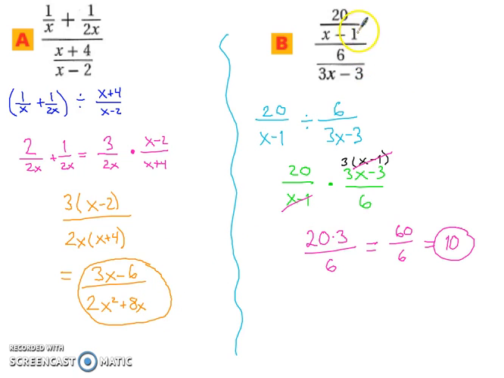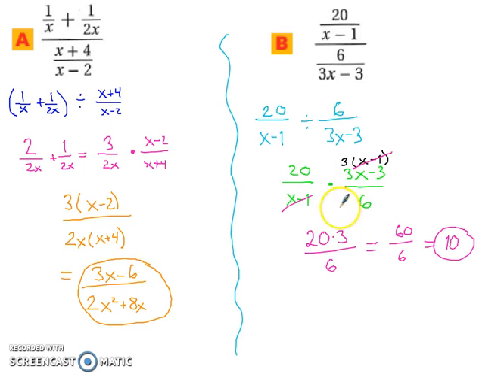For B, this one was a little bit easier. You didn't have any addition or subtraction to have to worry about in terms of fractions. So we had 20 divided by x minus 1 divided by 6 divided by 3x minus 3. So multiply by the reciprocal, and then we can cross-reduce.